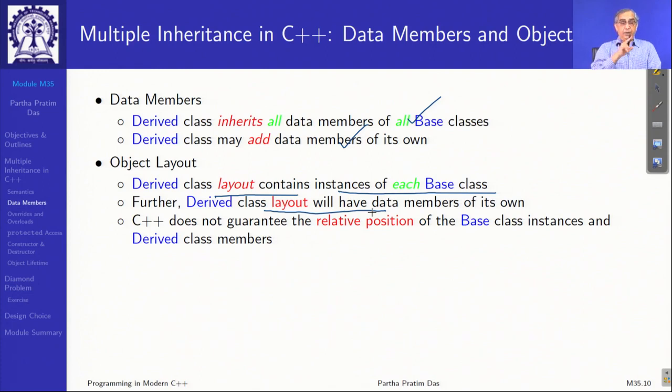Now, C++ unfortunately does not guarantee the relative position of the base class instances and the derived class members. It does not say that the first base class instance, second base class instance, and so on, then the derived class instance, will be followed. It may be that the derived class instance might come somewhere in between them. It is an implementation dependent feature. While we should not normally need to look inside the layout, we should not think about any particular order in which they will happen. The only thing is every instance of a base class will be together.